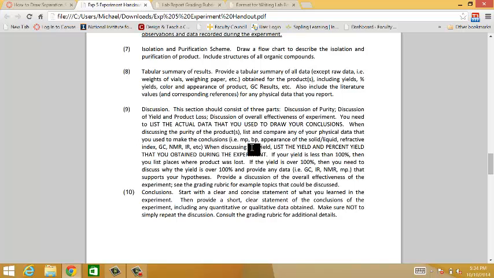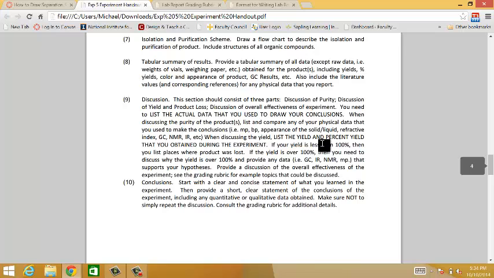Then as far as the percent yield goes, if your percent yield was less than 100%, then you should list places where the product was lost. I had a yield of 50%. I had product loss in these steps. If your yield is over 100%, then you need to tell me why the yield is over 100%, or you can give me some hypothetical situations. It would be better if there was actually data to go with those.